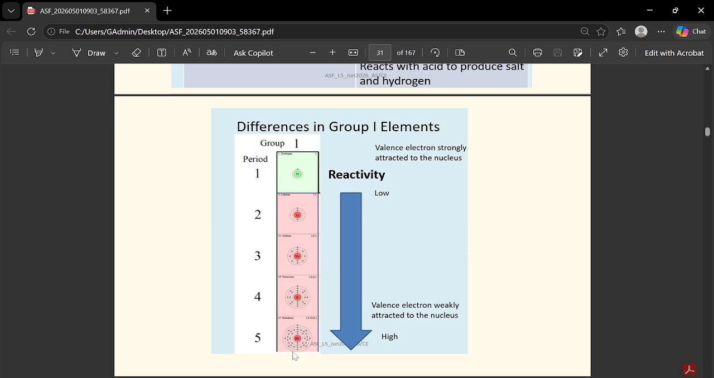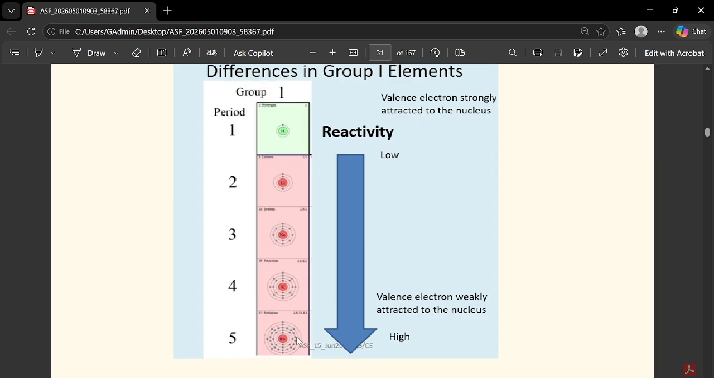you can see the circles, right? There are more and more circles. So those circles actually consist of valence electrons, and those valence electrons actually get further away from the nucleus itself. When those electrons are further away from the nucleus, they don't have a very strong attraction. We call that weak attraction. So they can be lost easily, therefore making them more reactive, right?